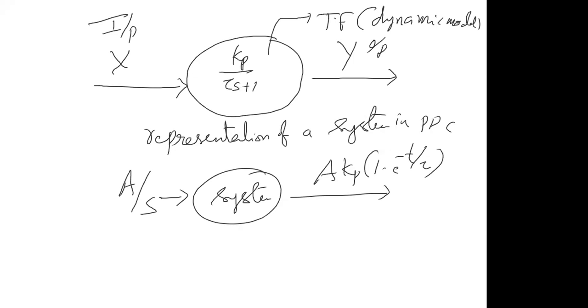Any doubts that you have? Okay. Y of t is the inverse Laplace transform of A Kp by S into Kp by tau s plus 1. You have to split into partial fractions and then apply the inverse Laplace transform. So I am not going to solve that.